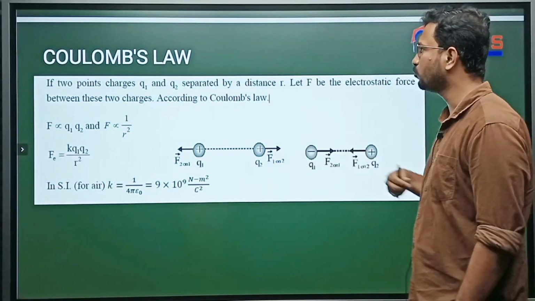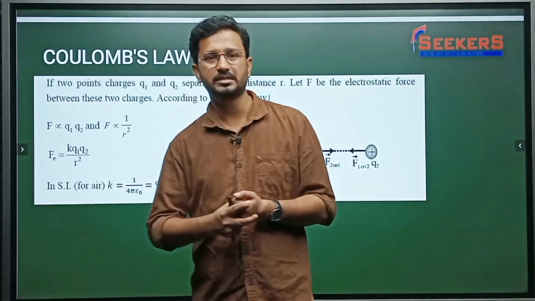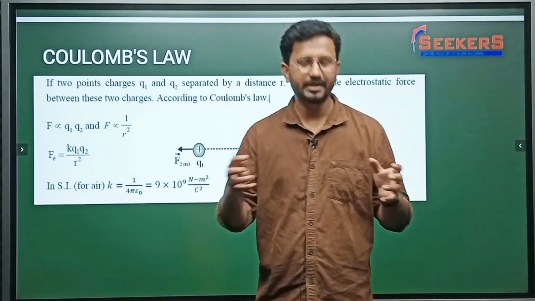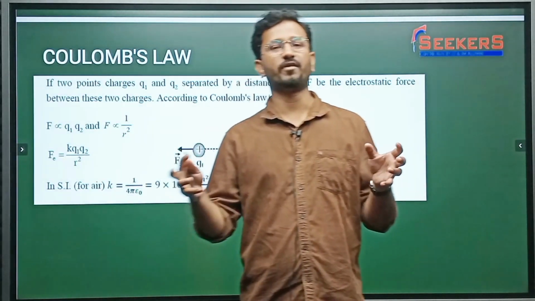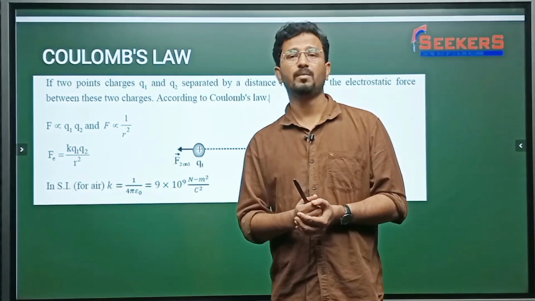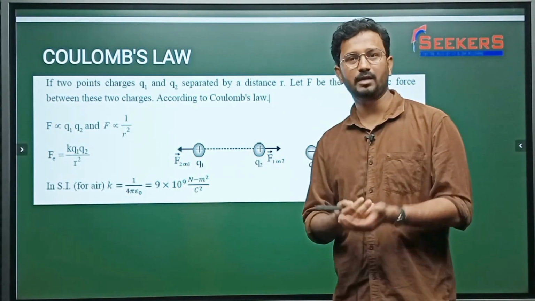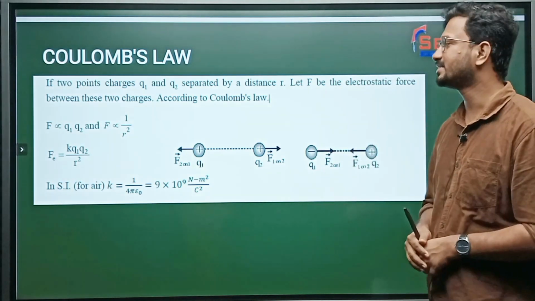So this is basically Coulomb's law, a very simple thing. If you combine all the things we studied, Coulomb's law means that if we have two charges separated by some distance, there will be a force of attraction or repulsion between them. The force will be directly proportional to the product of charges, Q1 into Q2, and inversely proportional to the square of the distance between them.